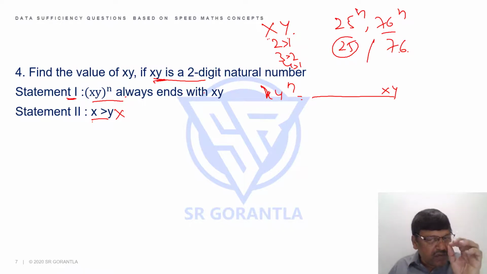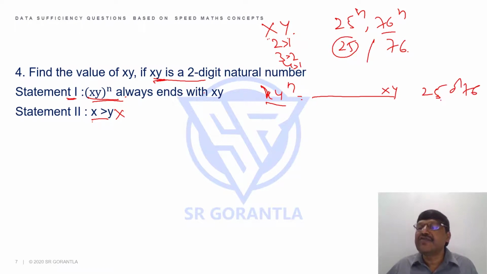But students, when I say a statement is sufficient to answer my question, the statement should give me a unique answer for my question. Am I able to identify a unique value for x and y here from statement 1, please? No. You said xy is either 25 or 76. Hence, I cannot answer from the first statement. You said the first statement alone is not sufficient.